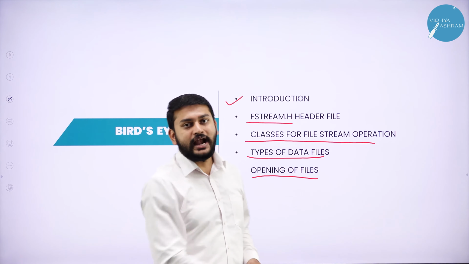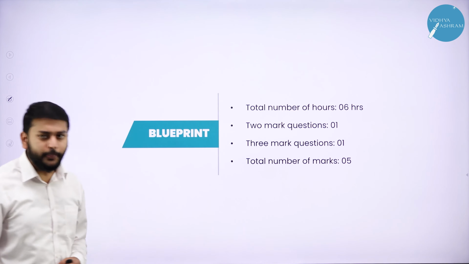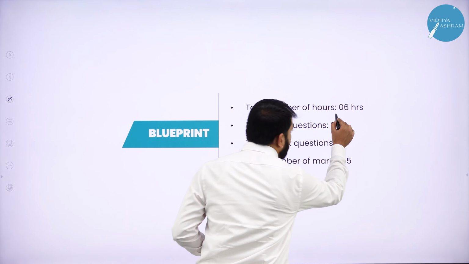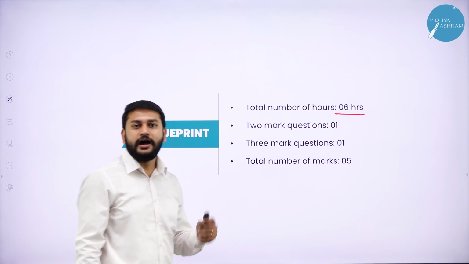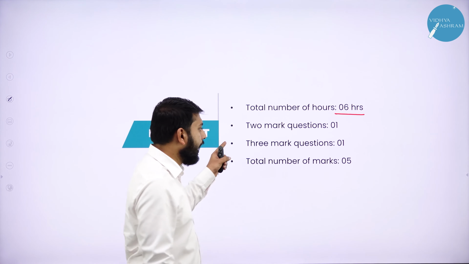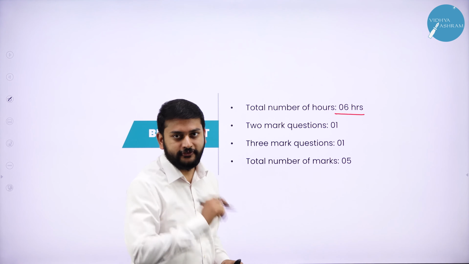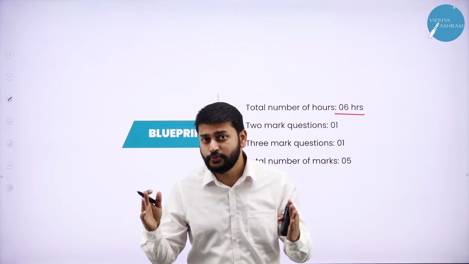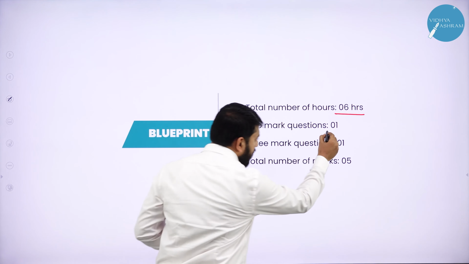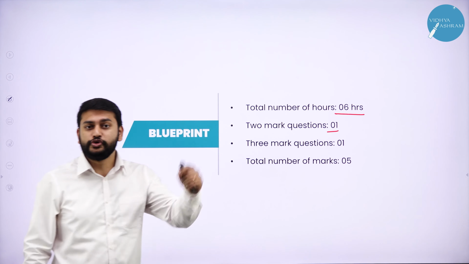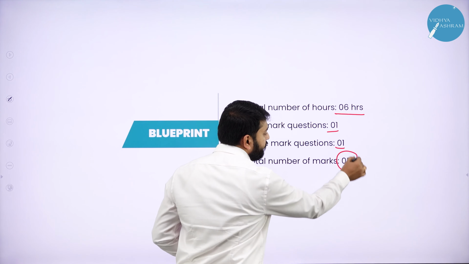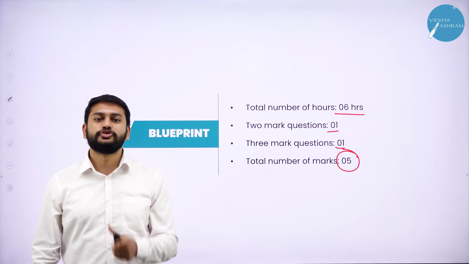Before I start the session, let me discuss the blueprint for all of you. Dear students, you have 6 hours. The number of hours prescribed by the PU board is 6 hours. And you will get 2 questions from this chapter. How many questions will you get? You will get 2 questions. 1 question of 2 marks, and again 1 question of 3 marks. So total 5 marks easily you can score.